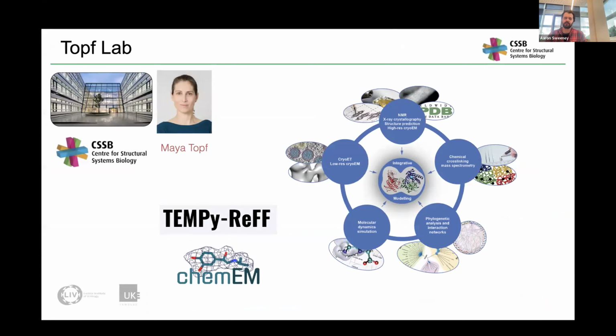And the kind of methods we develop in the lab are what we call integrative methods. So the idea is that you take information from different sources. They could be from different experimental techniques like CryoEM or cross-linking data. And we also try and combine those with computational approaches. And TEMPy-ReFF and ChemEM are both tools aimed at modeling using CryoEM data.